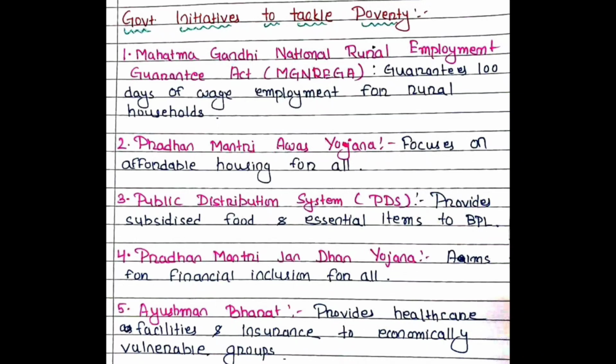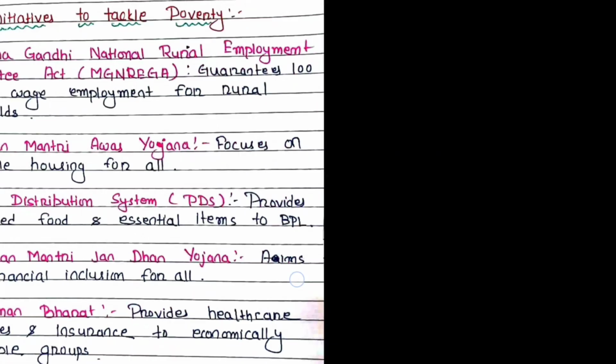And then Pradhan Mantri Jan Dhan Yojana, it aims for financial inclusion for all the citizens of India. Then the Ayushman Bharat Yojana, which provides healthcare facilities and insurance to economically vulnerable groups. It aims to provide better healthcare to all the citizens of India.